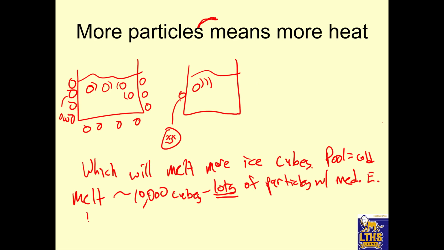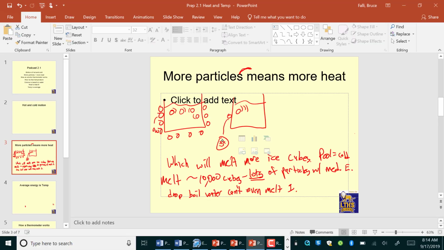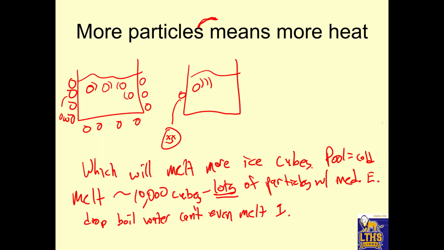But if I had a drop of boiling water, it can't melt one. Can't even melt one. There's not enough particles. So more particles means more heat.